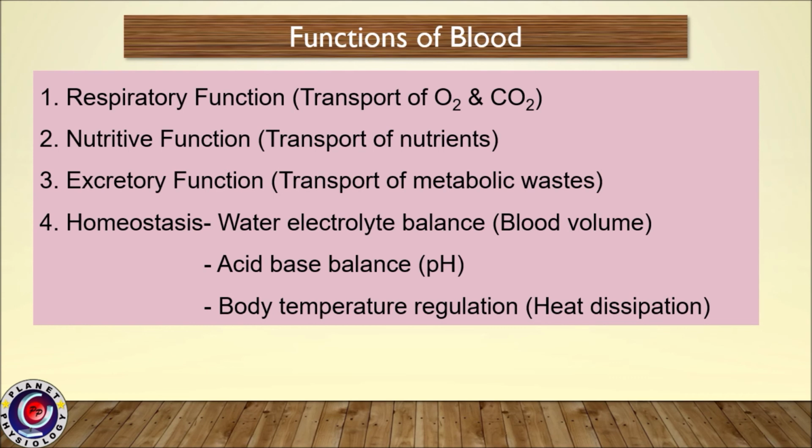Blood plays a vital role in homeostasis. What is homeostasis? It is the maintenance of a constant internal environment. If you want to know details about homeostasis, you can refer to my previous video on homeostasis. So, what is the role of blood in homeostasis? It helps in regulation of water electrolyte balance because blood volume reflects changes in the extracellular fluid volume. Then it plays an important role in acid-base balance to regulate the pH of the blood. Another important homeostatic mechanism achieved because of blood is temperature regulation.